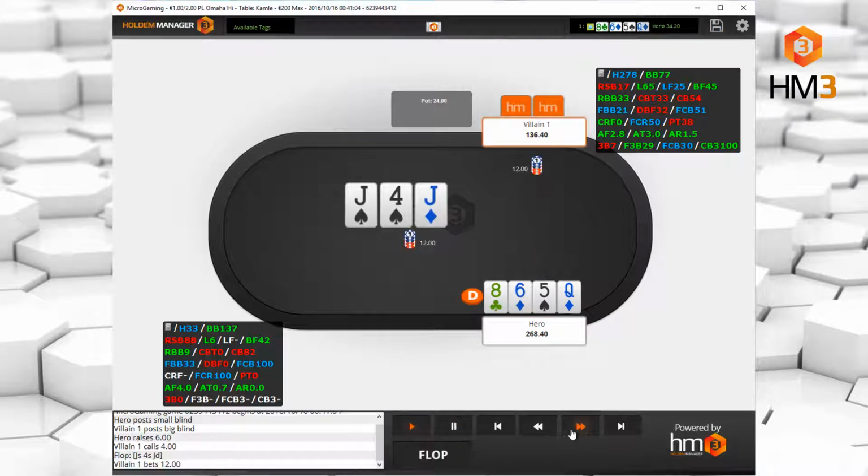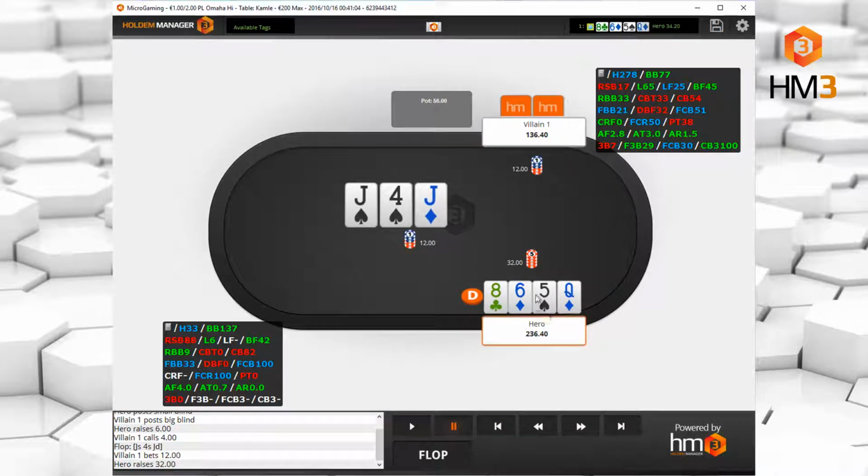So here, given we only have a very weak holding, we can't really call his bet. I think the best thing to do here is to rebluff, given our notes and also the reasonable donk bet flop percentage. So we just raise smallish to 32 and we get the fold.